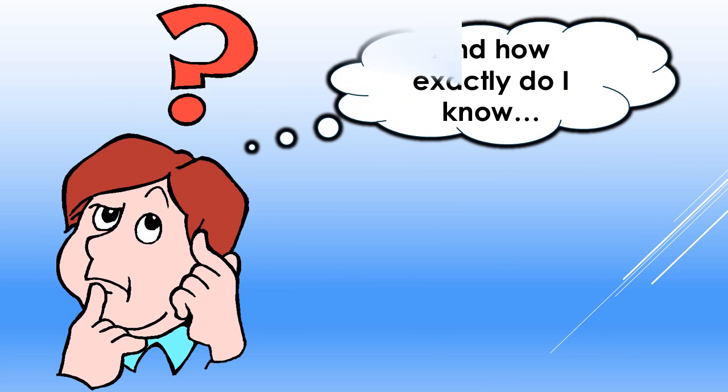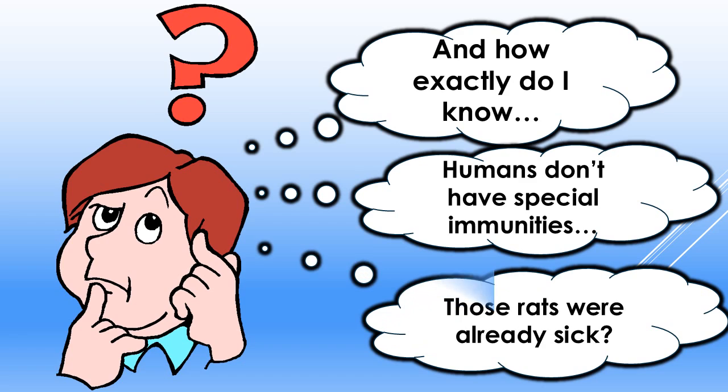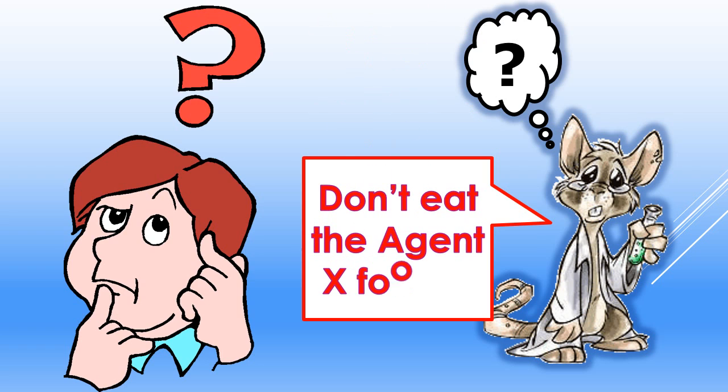However, this is an inductive argument. How do you know that humans don't have special immunities that rats lack, or perhaps the rats in the study were already sick to begin with? That would certainly weaken our inference to the conclusion. However, in this case, I think we have enough information in our premises to draw the conclusion that we shouldn't be eating that Agent X, right? Inductive arguments can be very persuasive.